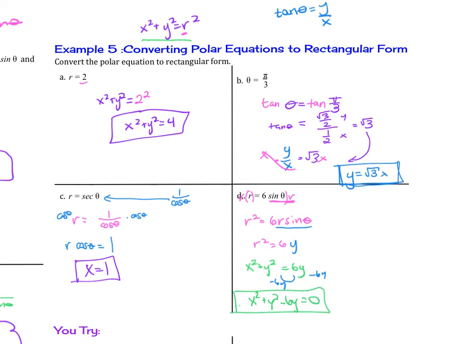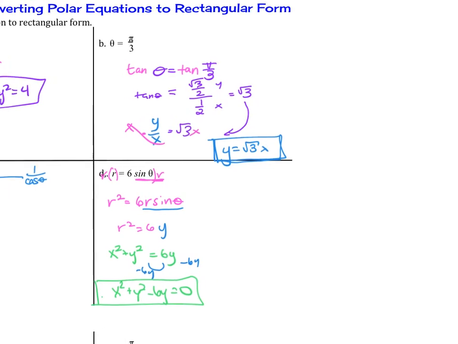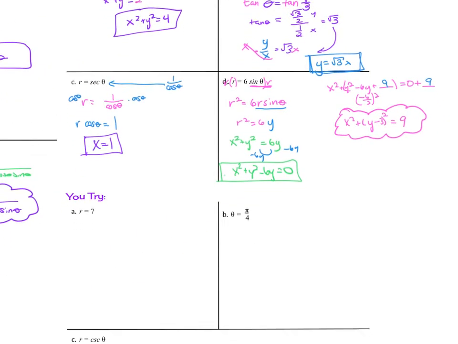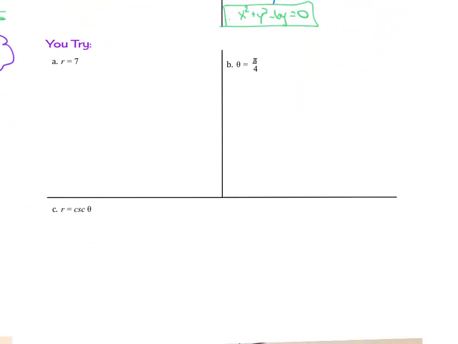Now the book kind of leaves it like this, but we can actually simplify this a little bit more. And so what we're going to do is complete the square. So this is x squared plus y squared minus 6y plus a number, and then 0 plus whatever that perfect number is. And so we could add 9 to both sides to complete the square. Remember, that's take negative 6 divided by 2 and square it. So we are left with x squared plus y minus 3 squared equals 9. And that would help us in graphing. So go ahead and try these 3 examples here.